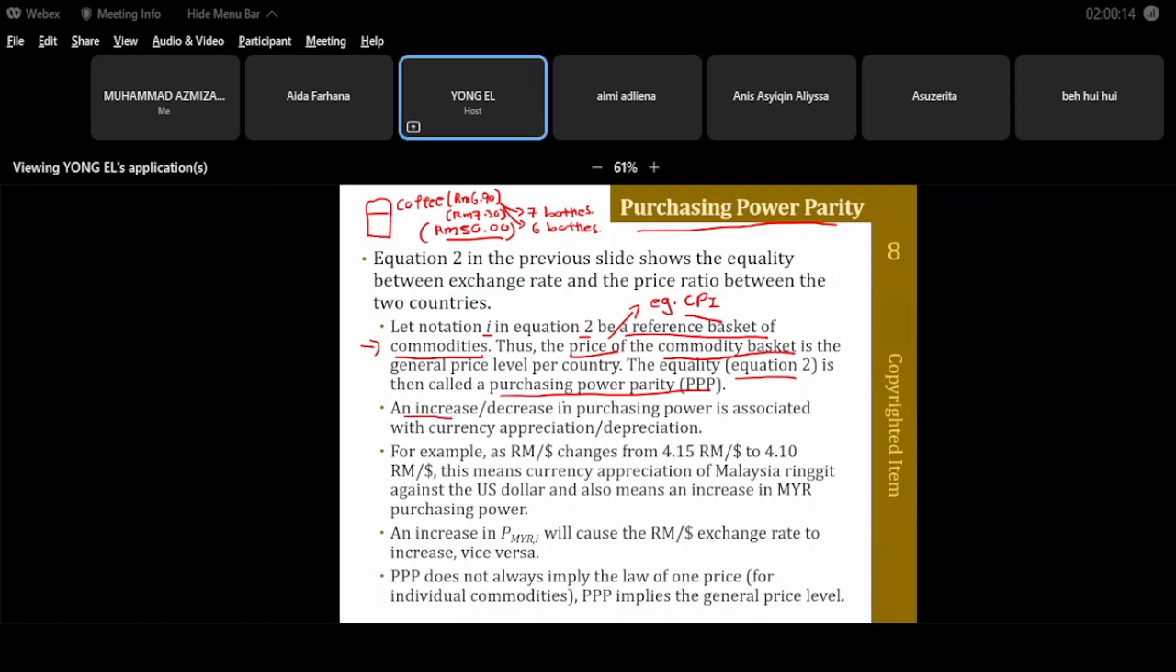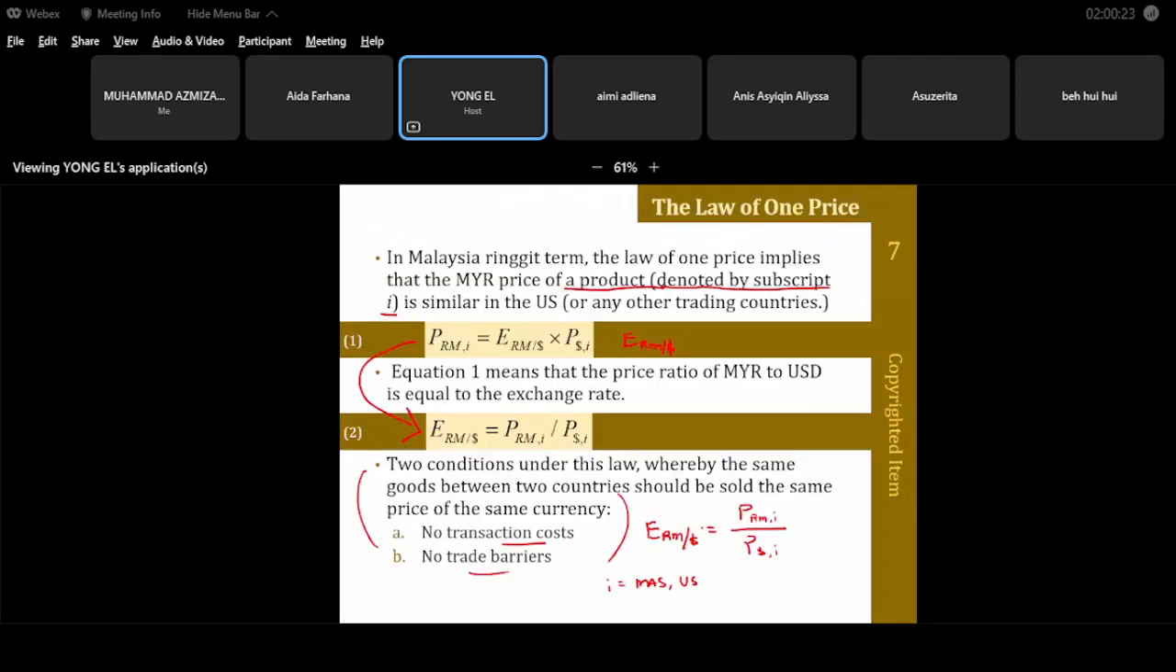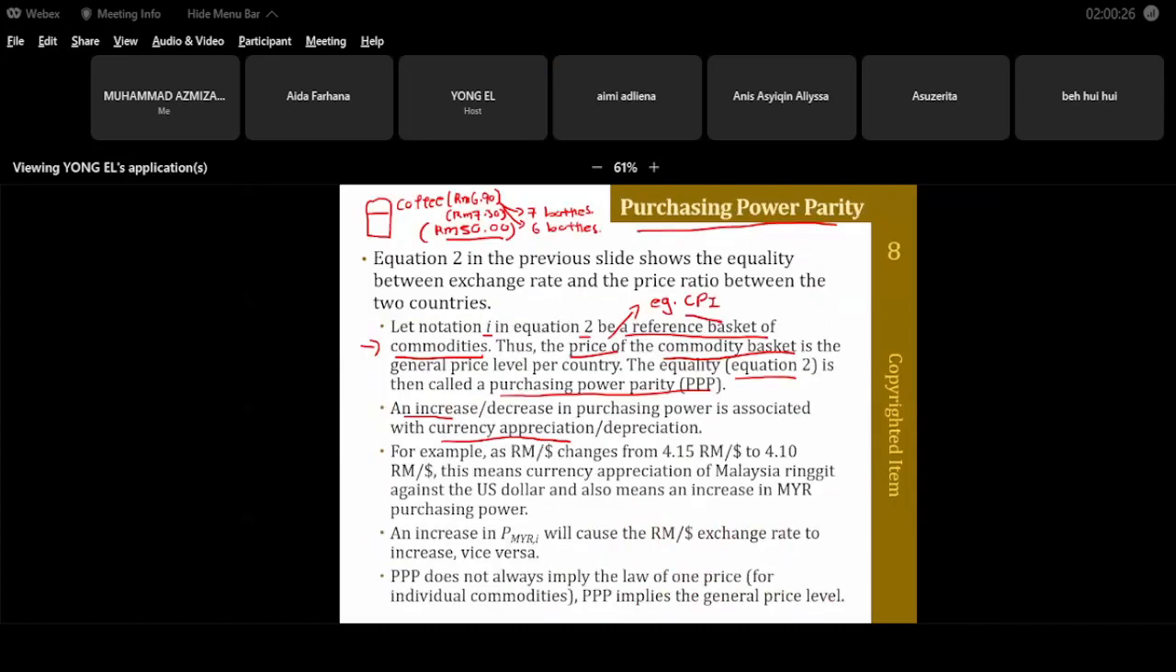An increase in purchasing power is associated with currency appreciation. Is that true? Let's look at these equations again. If I refer to this point, an increase in purchasing power means your money strengthened against foreign currency. Let's say Malaysian ringgit. When the purchasing power of ringgit increases, that means Malaysian ringgit strengthened against US dollars, right? And that is called currency appreciation, as you understood before.